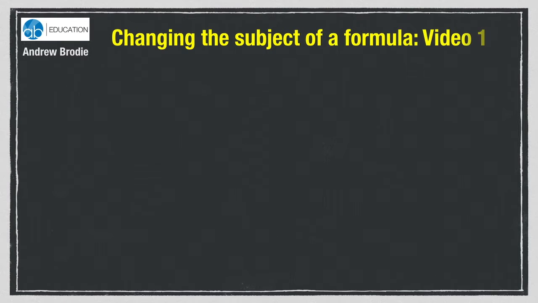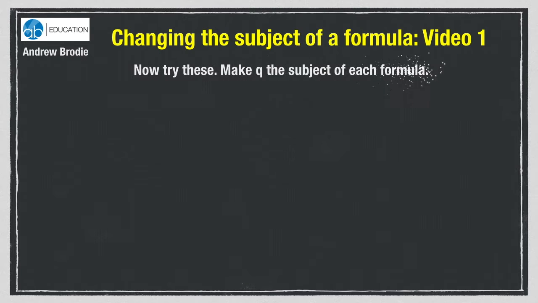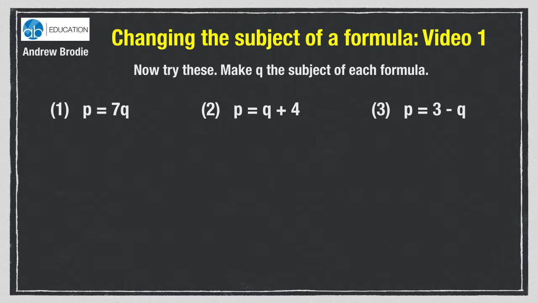Here's a few examples for you to try. Remember to always do the same thing to both sides. The numbers in brackets are the question numbers. Make Q the subject of each formula. Pause the video while you try the questions.